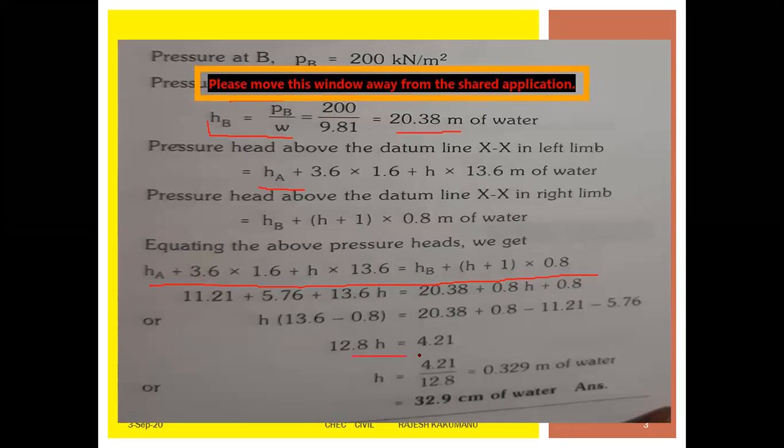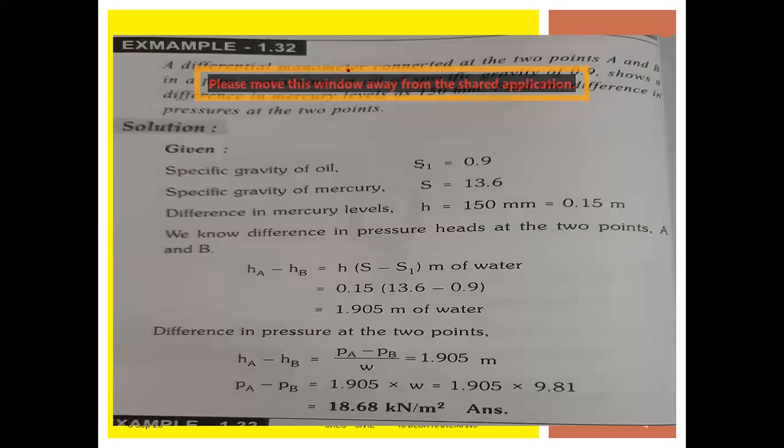Now 12.8 H is equal to 4.21. Now H is equal to 0.329. So 329 centimeters of water. That is the value for the above question. Next, see the second problem.